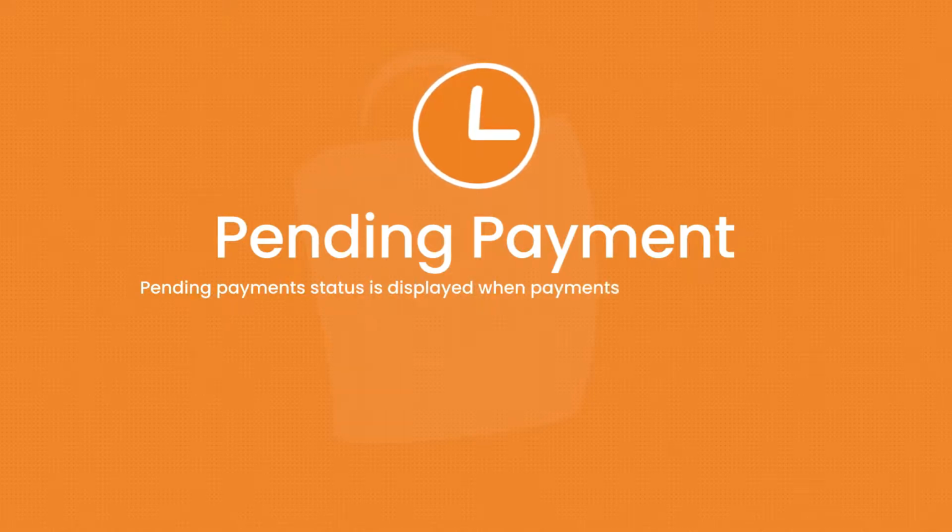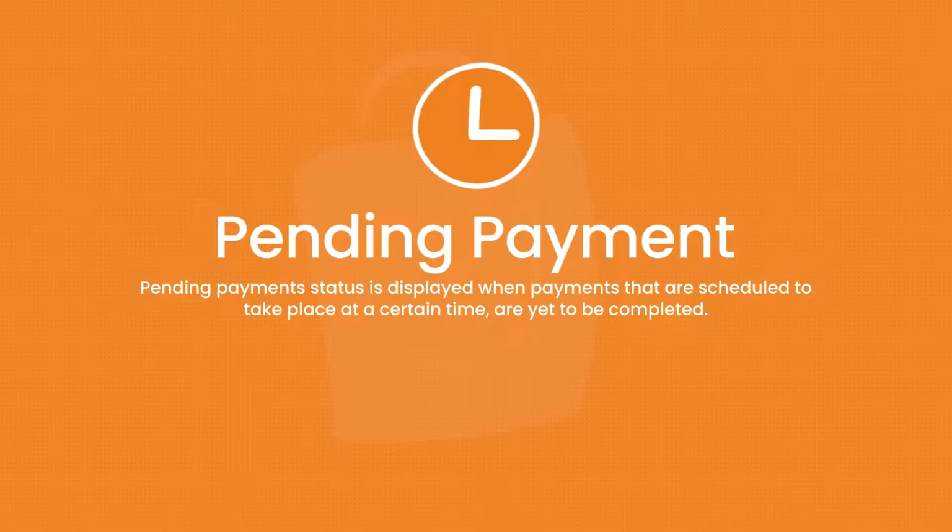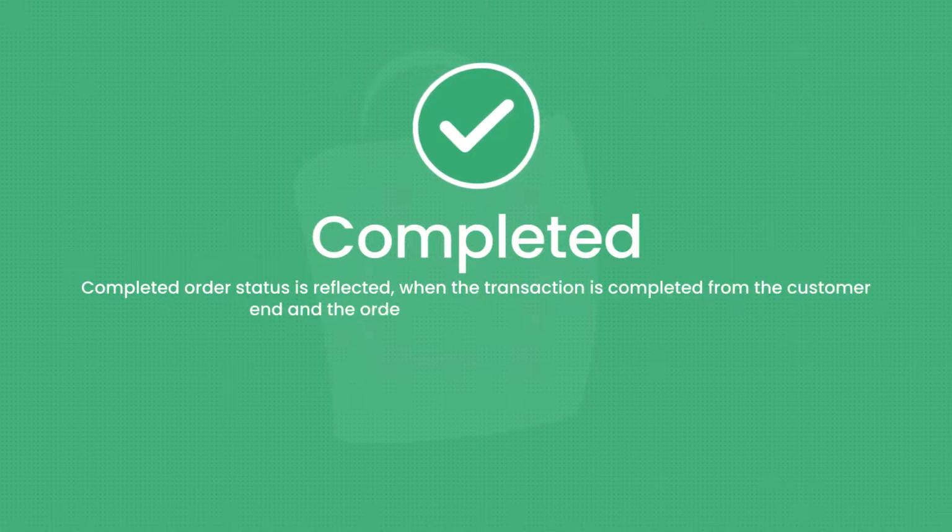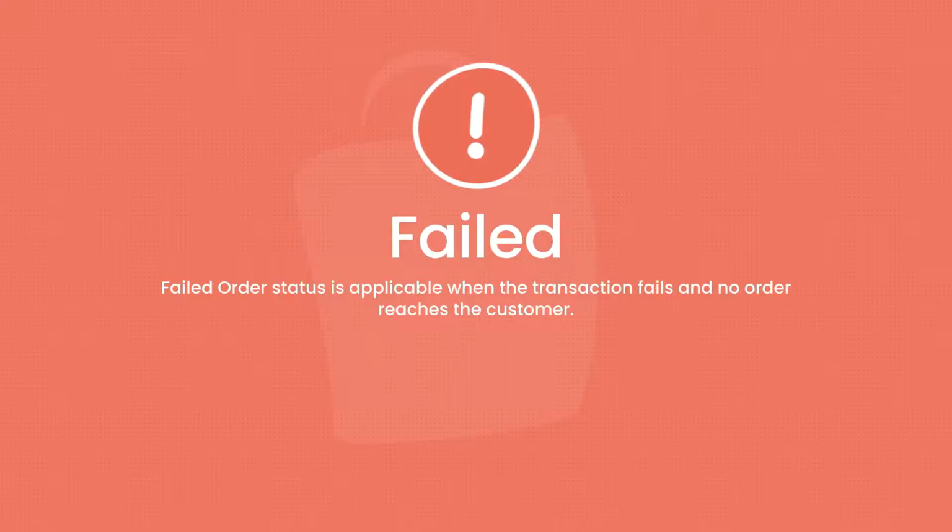Pending payment. Pending payment status is displayed when payments that are scheduled to take place at a certain time are yet to be completed. Completed. Complete order status is reflected when the transaction is completed from the customer end and the order is delivered from the vendor's end. Failed. Failed order status is applicable when the transaction fails and no order reaches the customer.